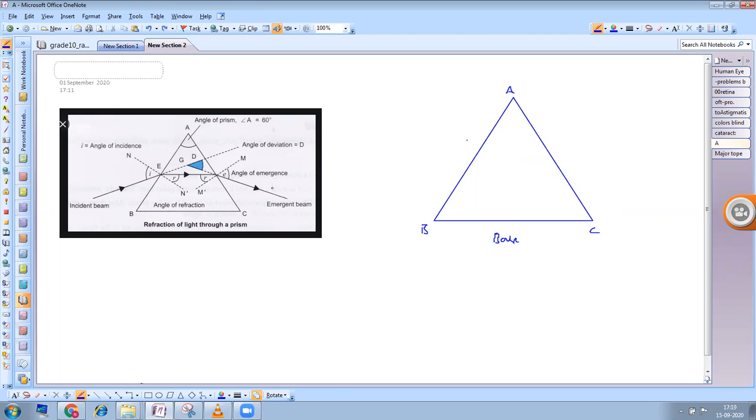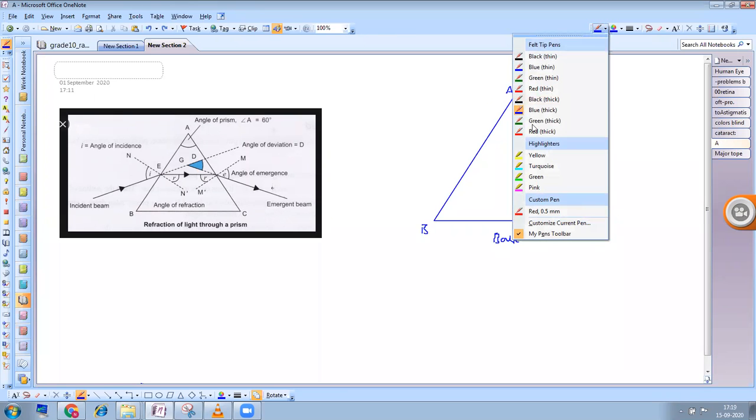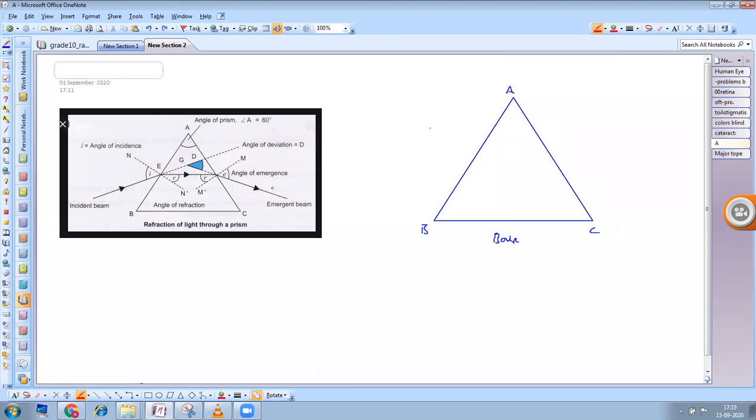So here, the red color line shows the normal for AB, because the light rays will deviate with respect to the normal only. So this angle is 90 degrees. And for AC, another red color line is the normal. So N1 is the normal at AB, N2 is the normal at AC. Both will meet at a point.